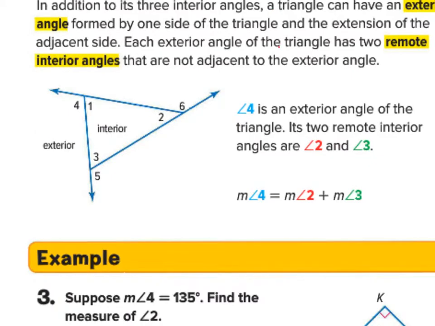Here's another example. We have exterior and interior. Okay, so exterior we have angle 4. So our remote angles would be 3 and 2, right? So angle 4 is an exterior angle of the triangle. Its two remote interior angles are angle 2 and angle 3, as you can see, right? This one's on its own. So the measure of angle 4, the exterior, is equal to the sum of the measure of angle 2 plus the interior angle of measure 3. These are interior, and this is exterior.